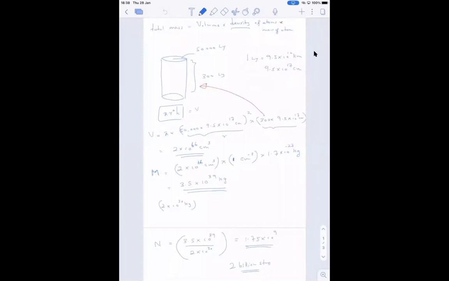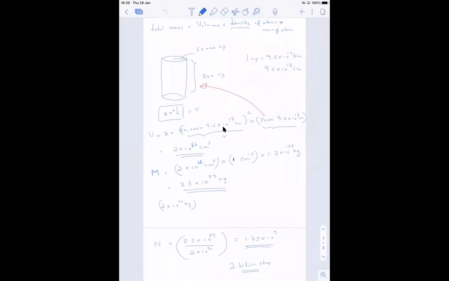Right. So here is the calculation. I assume that you probably can see it right now. So I have already done the calculation, and I will explain what I have done. This is very simple. The first assumption is that the total mass is given by volume times the density. That is not an assumption, that is the equation: volume times the density of atoms times the mass of the atom.